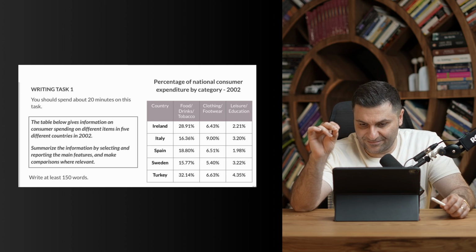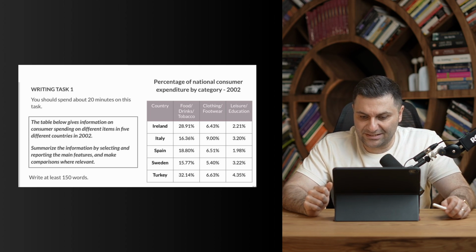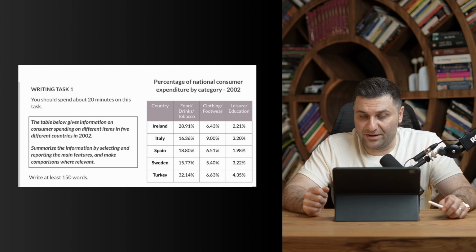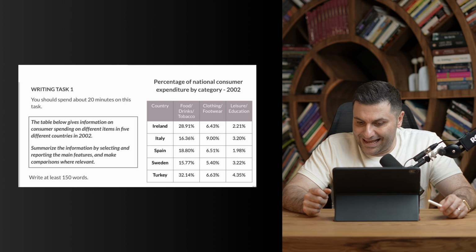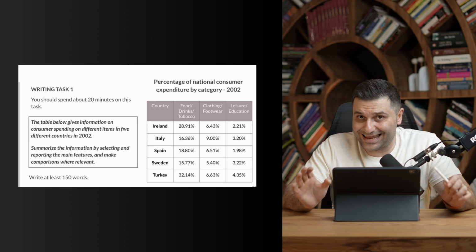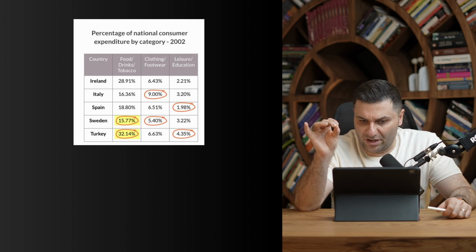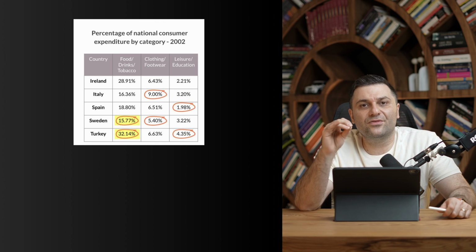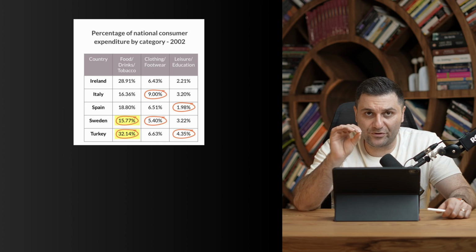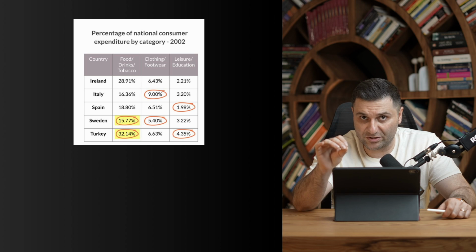So the highest point is Turkey in food and drinks. And the lowest point in food and drinks is Sweden, all right? Again, the highest point in clothing and footwear is Italy, and the lowest again is Sweden. And the highest in leisure and education is again Turkey, and the lowest is Spain. So we'll start with the highest in the category food, drinks, and tobacco, all right?